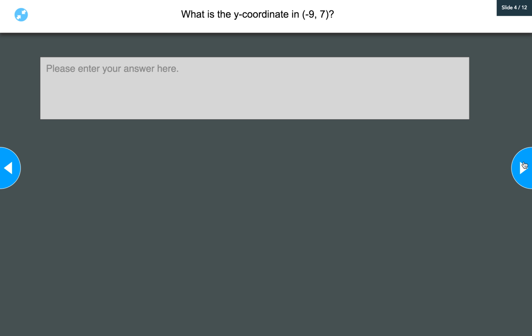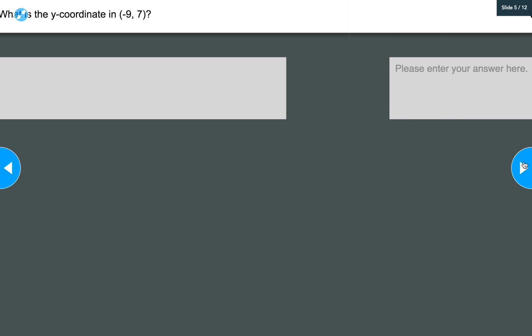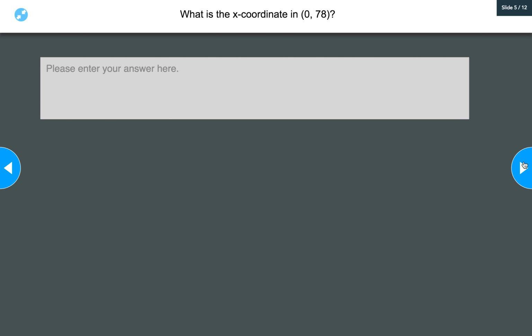Here is some practice. What is the y coordinate in (-9, 7)? The answer is 7. What is the x coordinate in (0, 78)? The answer is 0.